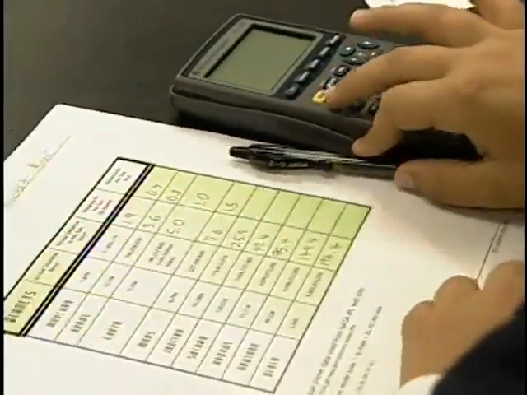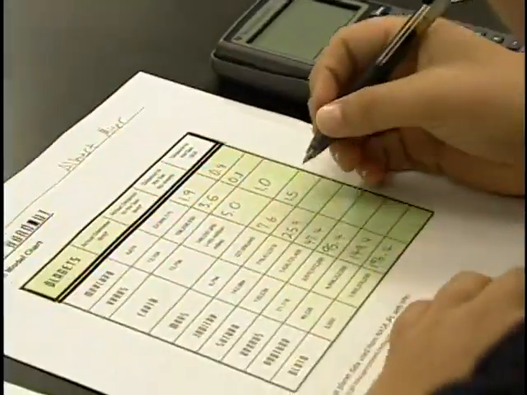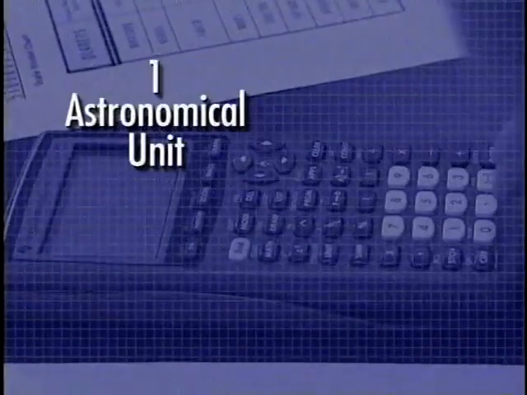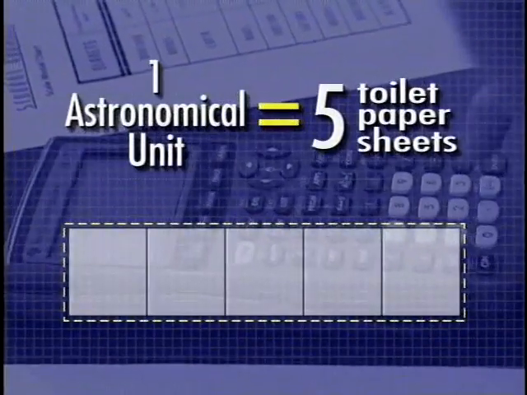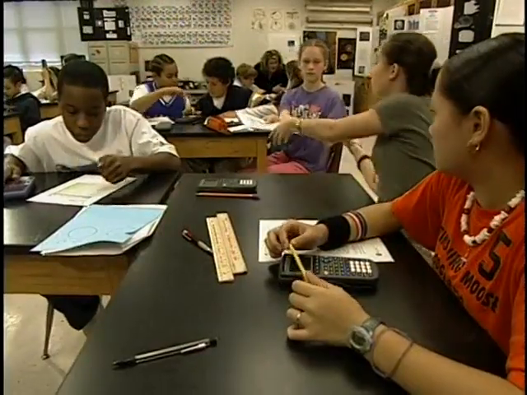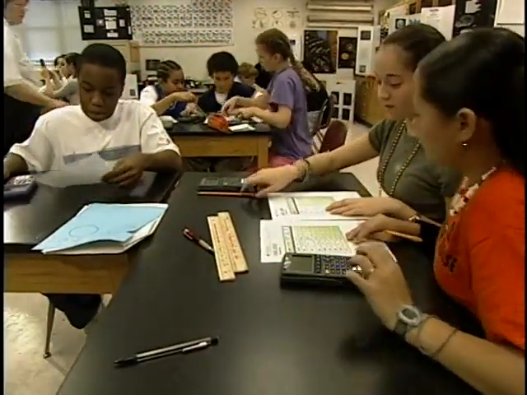Remember the math concepts you learned earlier in the program? This is your chance to put your math skills to the test. Next, you will complete column 5 on the scale model chart. The scale needed to complete this column is 1 AU, or astronomical unit, equals 5 toilet paper sheets. Groups should check each other's work to make sure all values are correct.